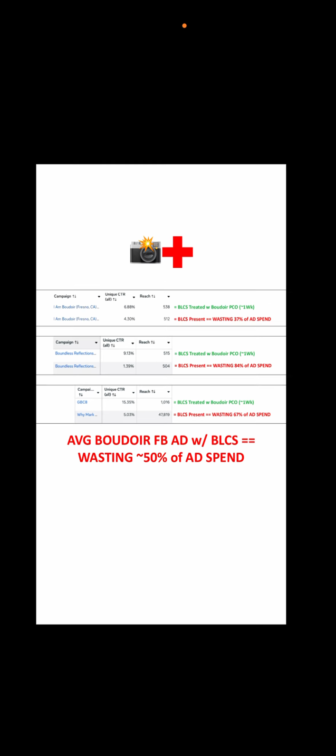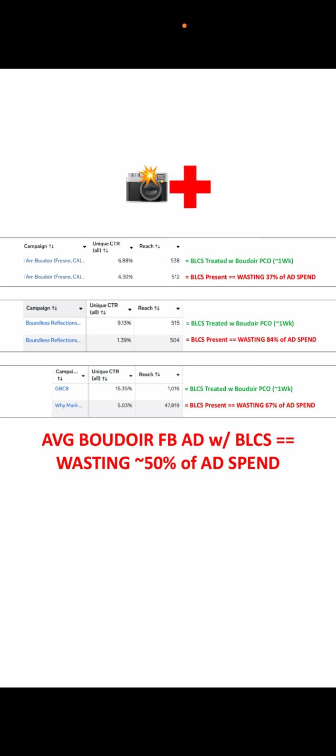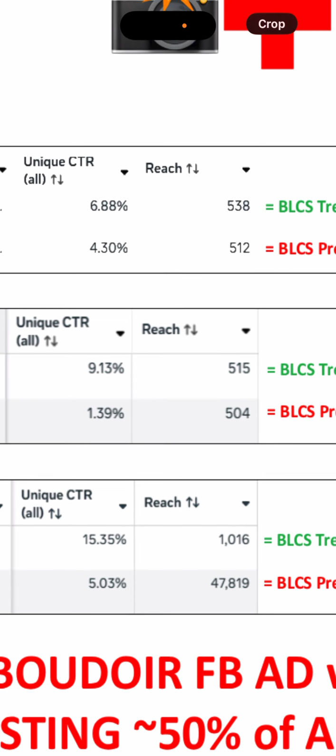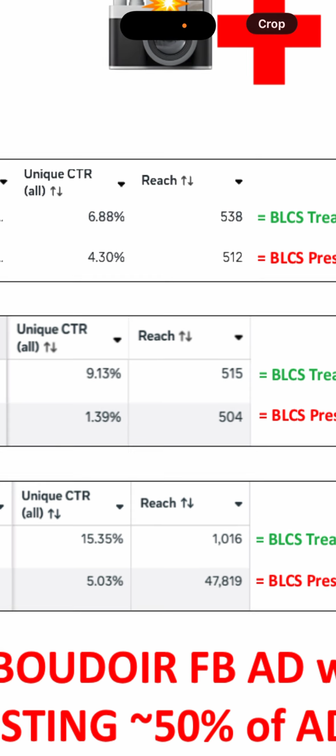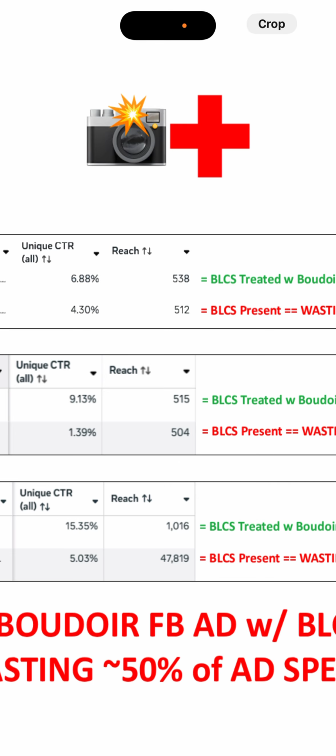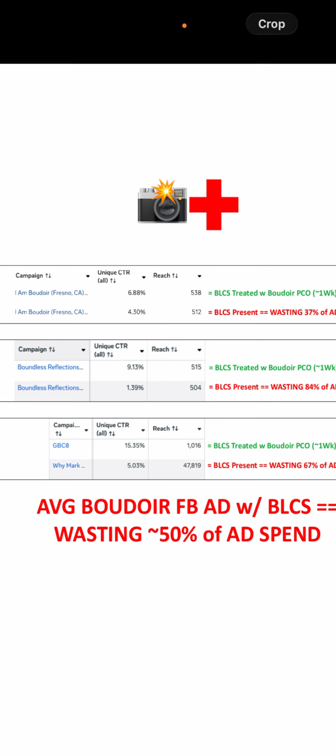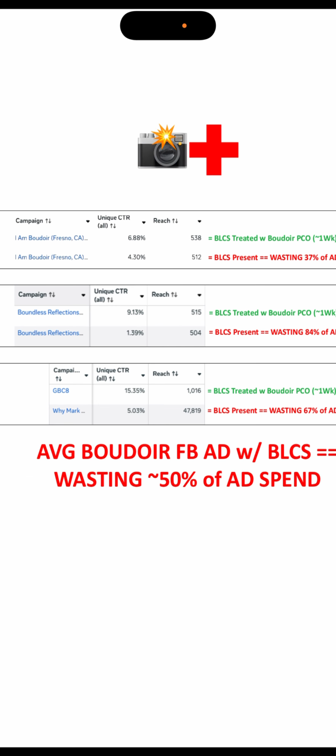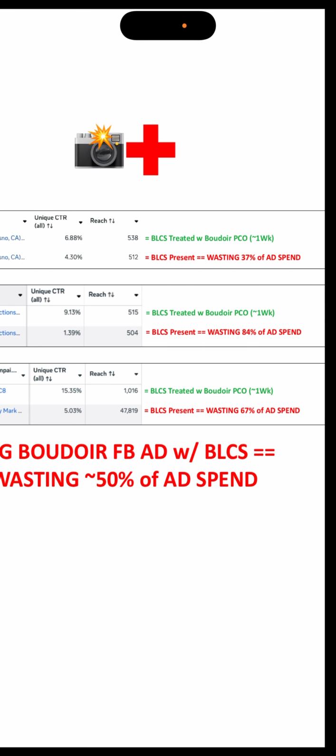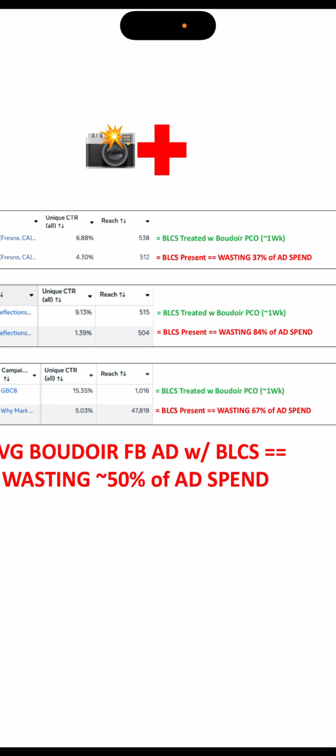All right, second part of my residency, found a second ad, tested out unique CTR 1.39%. So, okay, we know BLCS is present. Let's duplicate it, treat it with Boudoir Pico, takes about a week. And then we got the unique CTR up to 9.13%. So our original ad was getting into like 1.5 out of 100 women's brains. Now we're getting our ad into 9 out of 100 women's brains. So we found out our original ad was wasting 84% of ad spend.